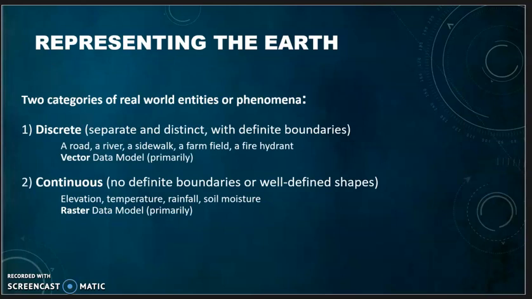So if we go back to discrete and continuous, again, you have those 2 categories of real-world entities or phenomena. Discrete data is separate and distinct with definite boundaries. So you can have a road, a river, a sidewalk, a farm field, a fire hydrant, etc. And so you would want to use a vector data model to represent your discrete data. For continuous data, which has no definite boundaries or well-defined shapes, you have elevation, temperature, rainfall, soil moisture, and you would want to use a raster data model primarily to represent any kind of continuous data.